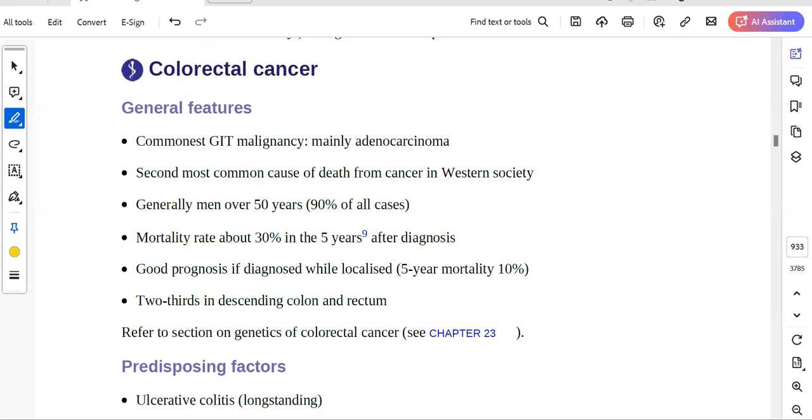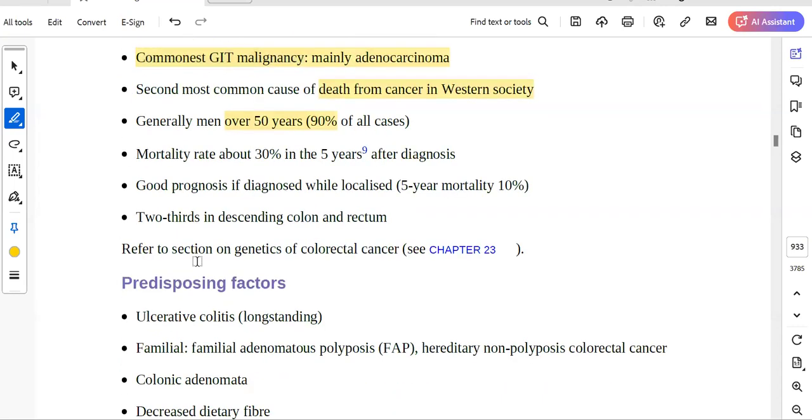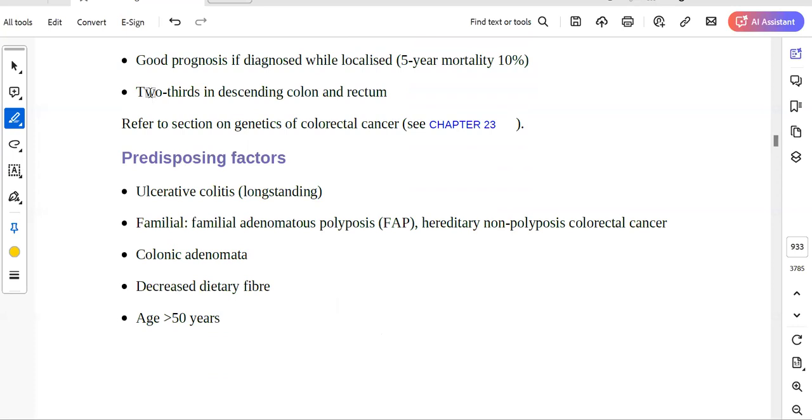Next, colorectal cancer. Now, this is a very, very important topic for your exam. It is one of the commonest malignancies in Australia. The commonest GIT malignancy is adenocarcinoma, the second most common cause of death from cancer in Western society. Common in men over 50, mainly in the descending colon and rectum.